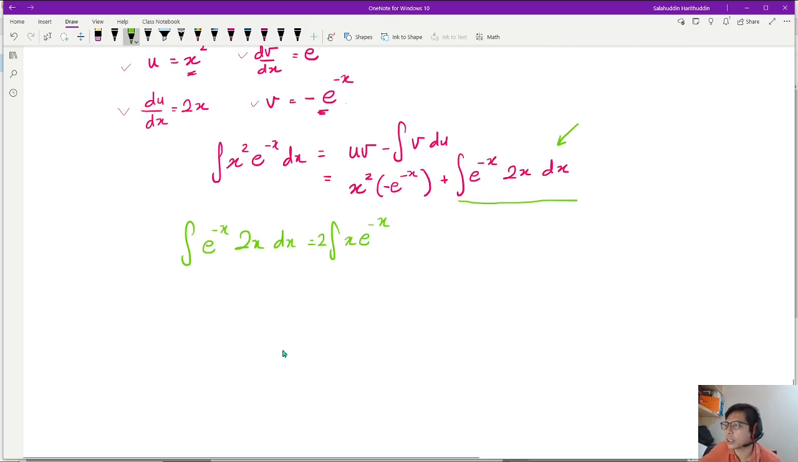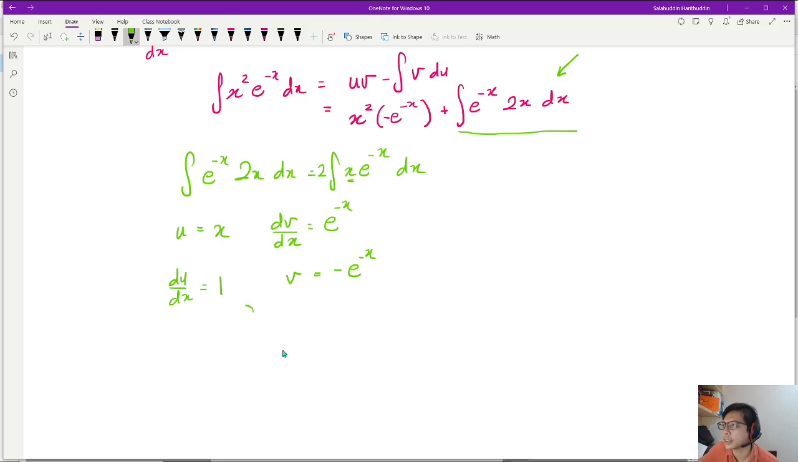So in here I will decide that u would be something and dv dx will be something. All right, in this case, u, I want to take this one, x, and this one is dv. So du dx in this case is simple, it's just 1, and v is the same as before, which is actually minus e to the power minus x.